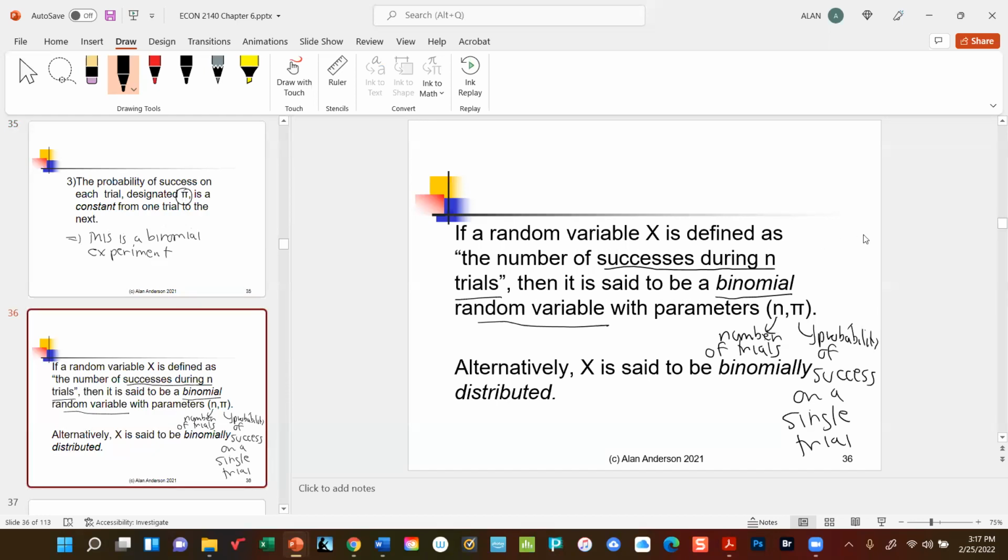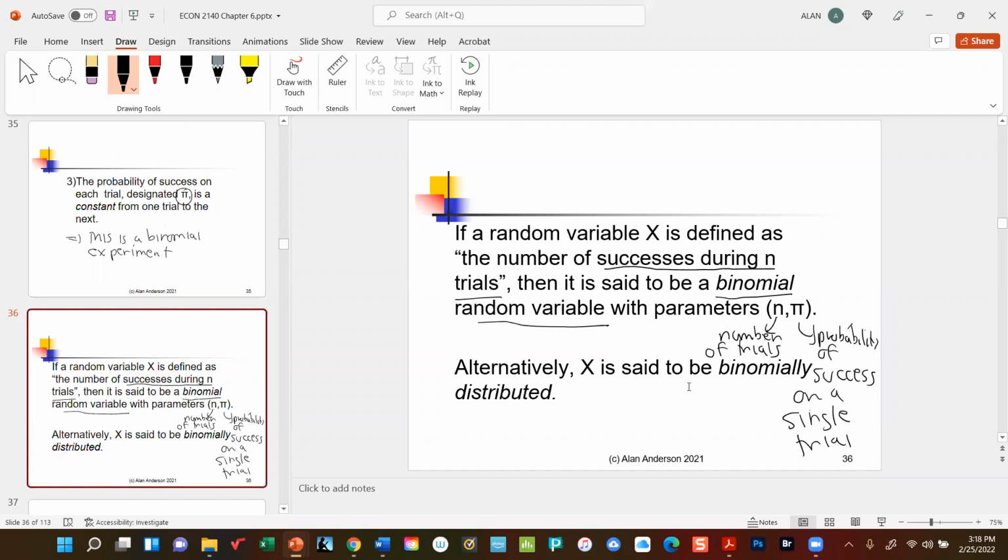And then we say that x is binomial, or it follows the binomial distribution, or you could equivalently say it is binomially distributed. And that means we now have the right to use a special formula to calculate probabilities for x, which will save us a lot of time. I mean, that's the whole motivation here. We want to save time.